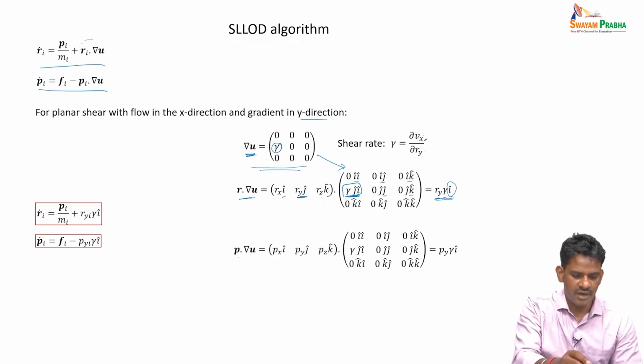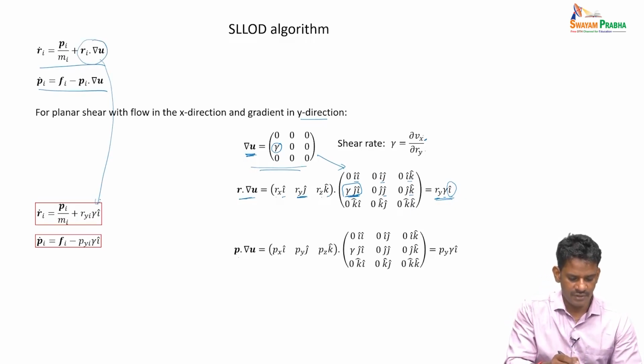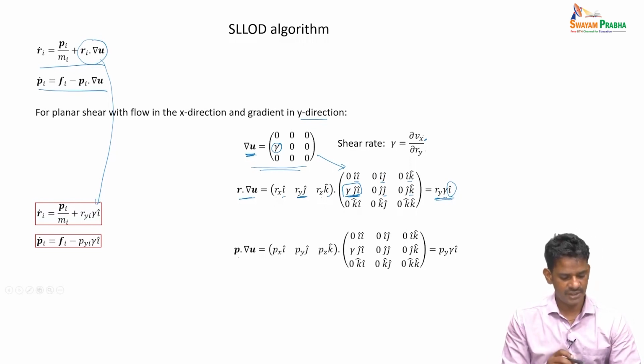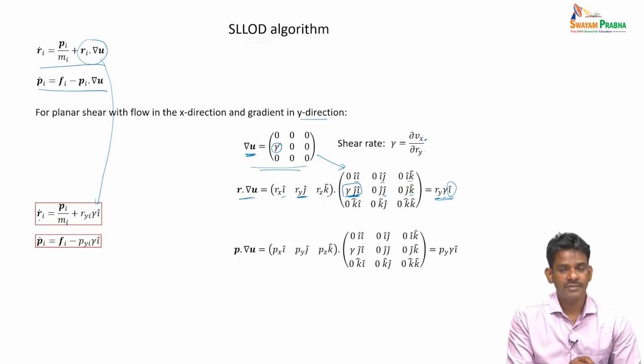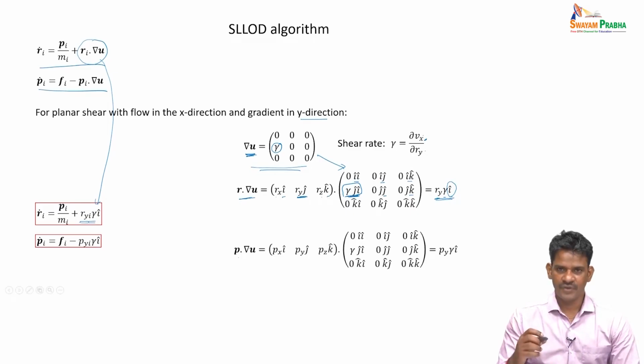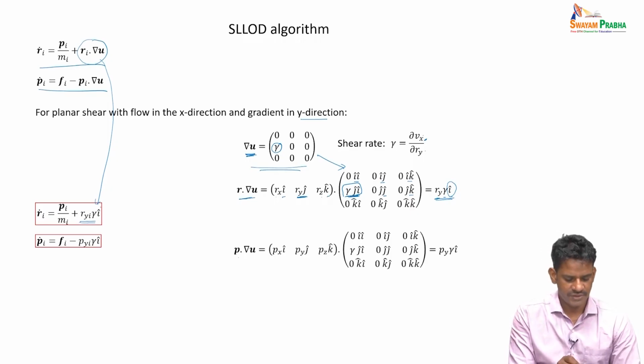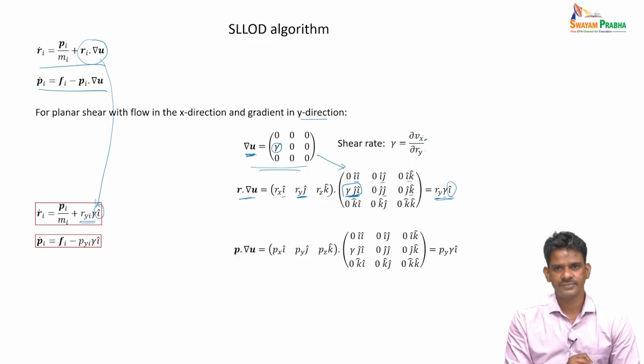So when I substitute for R dot del u using this expression for a simple planar shear, we see that the particle's velocity is basically changed by an amount only along the x direction. So that means when a particle is in a given shear field, only the x component velocity is affected and the y component and z component velocities are not affected. So we see only this I cap here. Only the x component velocity is affected by an amount equivalent to the particle's y coordinate times the shear rate.